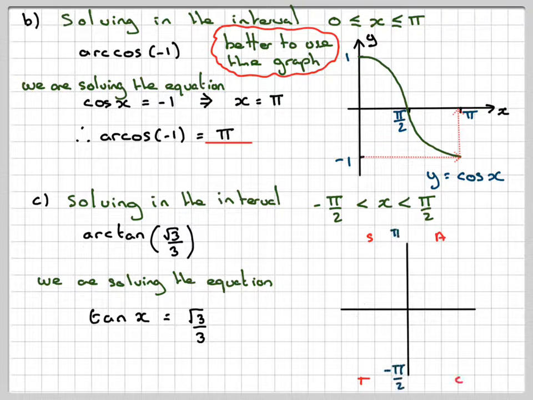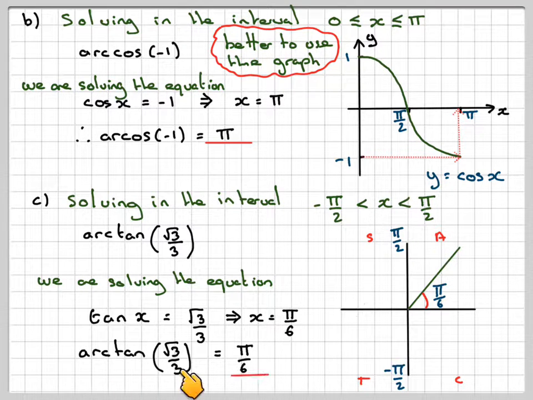So again, quadrant diagram, and looking between minus pi by 2 to pi by 2. It's positive, so therefore it's going to just be in this quadrant, and then the angle that goes with root 3 over 3 for tan is 30 degrees, which is pi by 6. So therefore x would be equal to pi by 6, and then we can say that arc tan of root 3 over 3 is equal to pi by 6.